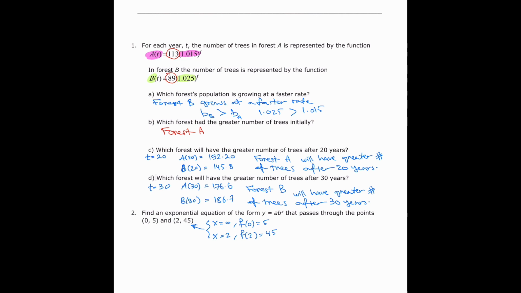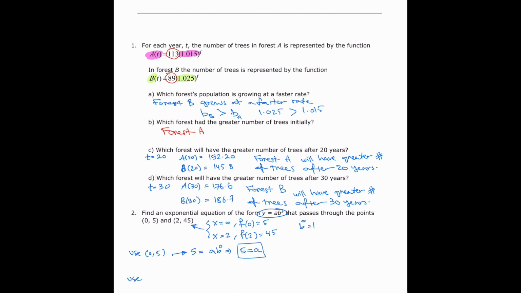So what we're going to do is use the first point, which is (0, 5). If we plug it into this function, we get 5 equals a b to the 0 power, which leads to 5 equals a, since b to the 0 is equal to 1. So a times 1 is a. So a is equal to 5.